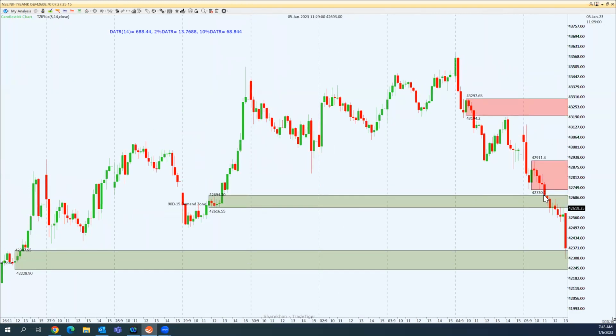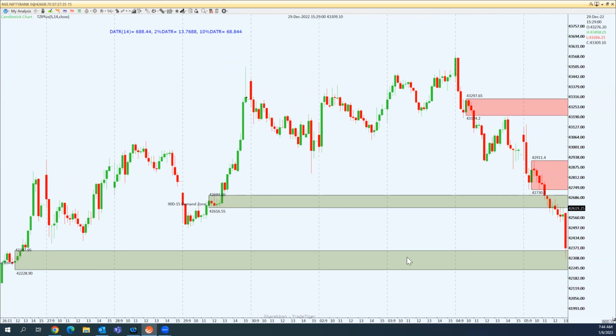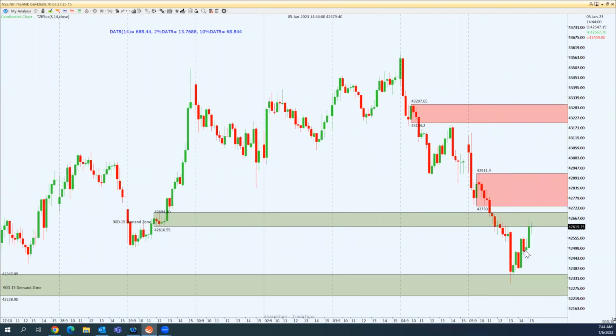Just see how the first level trapped even demand and supply traders. It came to the demand area. People who don't know how to trade level below levels or how to find trap levels definitely should have got trapped in this level. And now the price has reached this second demand area, and see the reaction from the second demand area.